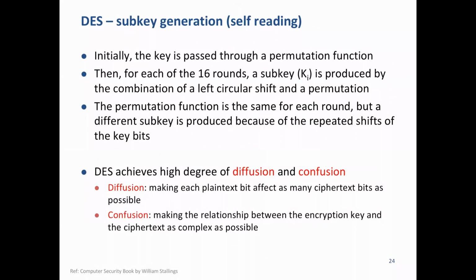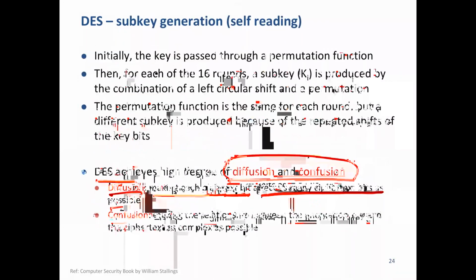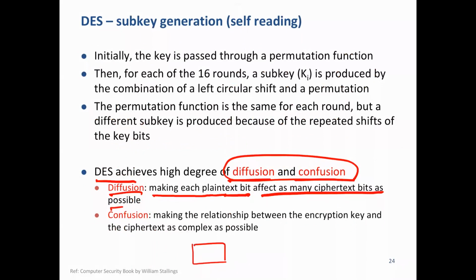So basically DES achieves a high degree of diffusion and confusion. Diffusion is what? Making each plain text bit affect as many ciphertext bits as possible. As we mentioned here, even if you change just one bit in the plain text or input, it should affect many bits in the ciphertext. Many bits should change.